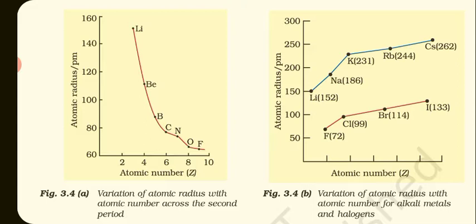As you can see in the graph, the variation of atomic radius with the atomic number across the second period, the atomic radius decreases. And in figure 3.4b you can see the variation of atomic radius with the atomic number of alkali metals and halogens. As the atomic number increases, the atomic size also increases.